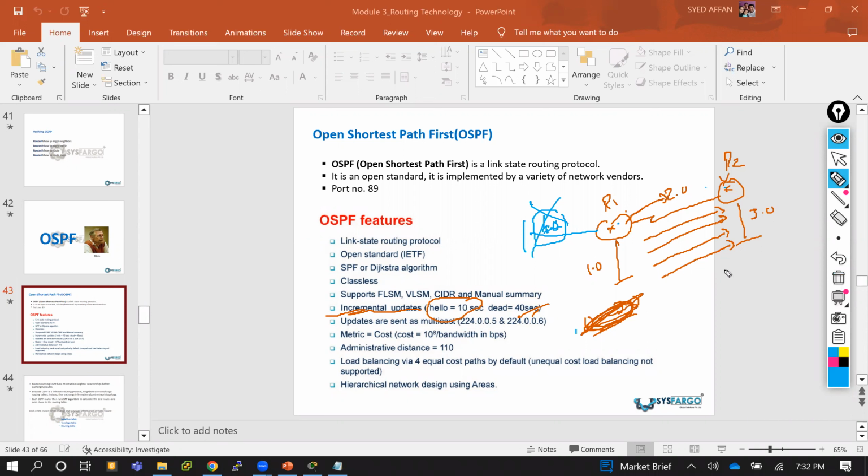So the next is the multicast IP address. The multicast IP addresses of OSPF are 224.0.0.5 and 224.0.0.6. Okay. All routing protocols work based on multicast communication. What is this multicast and what is this IP address? Multicast means one to many.